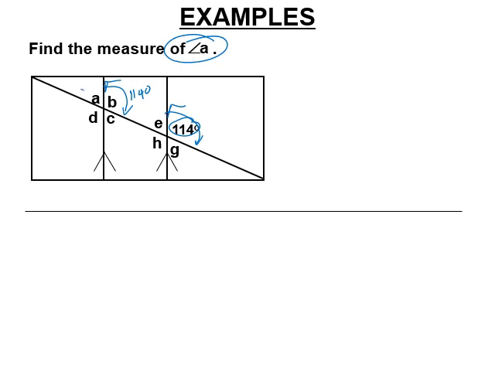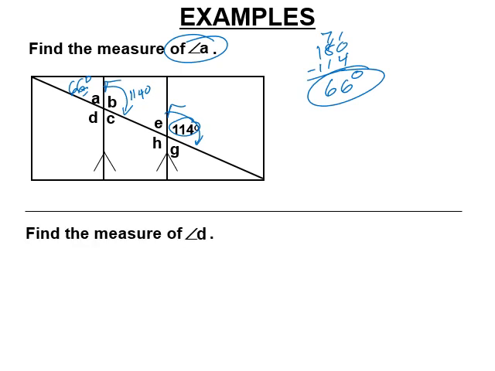So A is a linear pair, or supplementary, you could even say, with B. And so they must add up to 180. And so A must be 66 degrees. And in fact, every angle in that picture is either 66 degrees or 114 degrees.